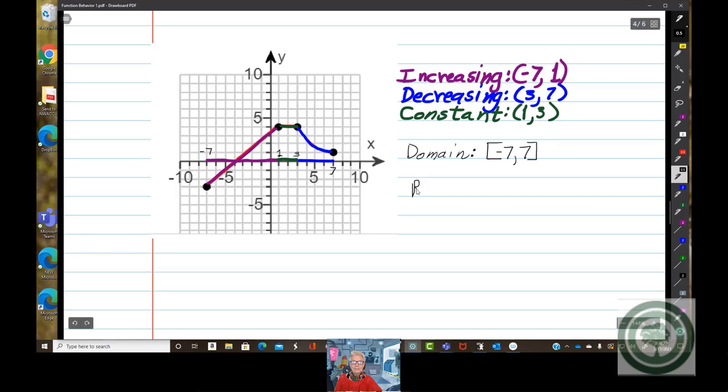The range is always trickier because we're going to go from the lowest y coordinate to the highest y coordinate. This is -1, -2, -3. This is 1, 2, 3, 4. So the range goes from -3 to +4. And this helps show the difference between domain and range.